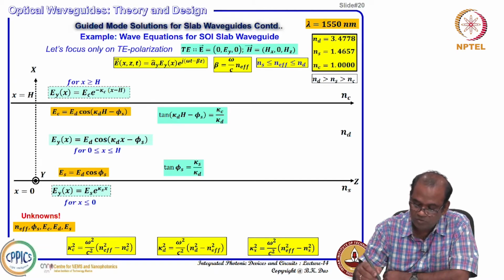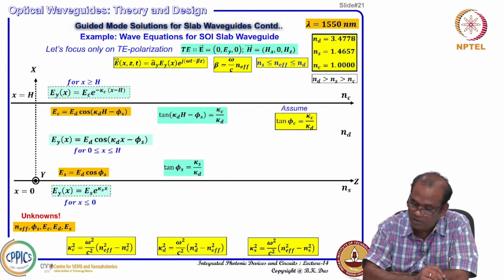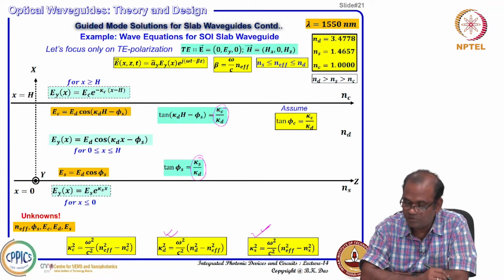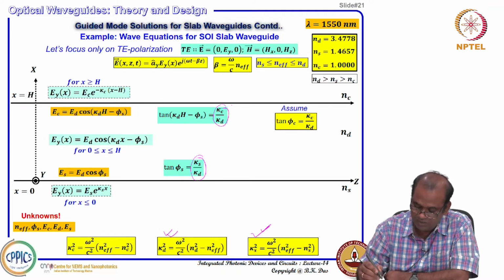So, I have written down these 2 equations like this to get some space on this side. Okay. You assume this kappa C, kappa D, because kappa S by kappa D, their ratio square root, is actually tan phi S. Again, kappa C is related to your top cladding, the cover cladding.